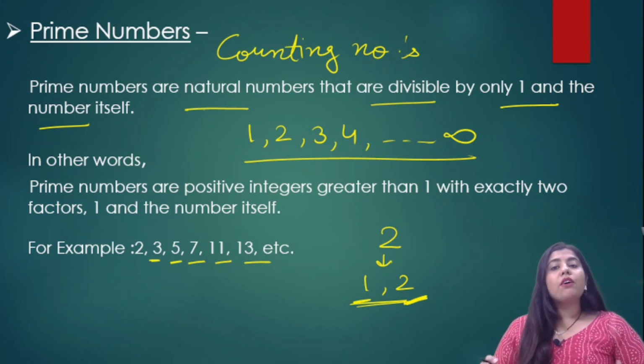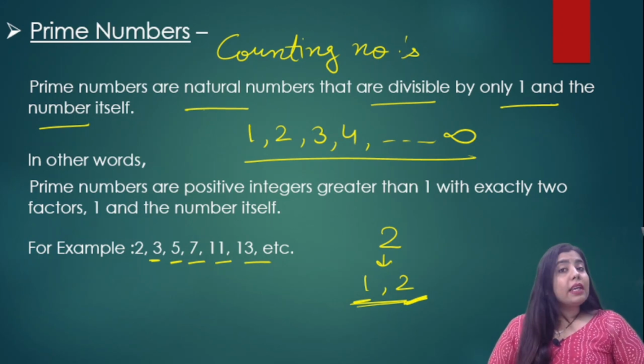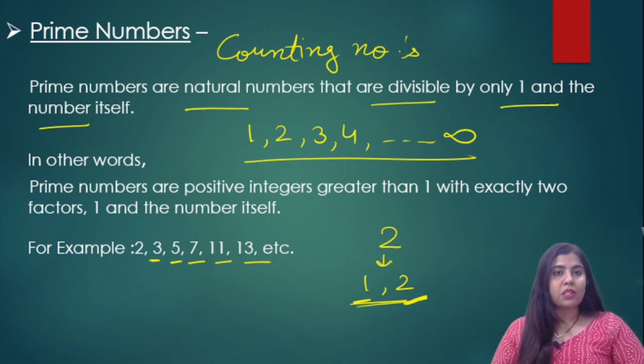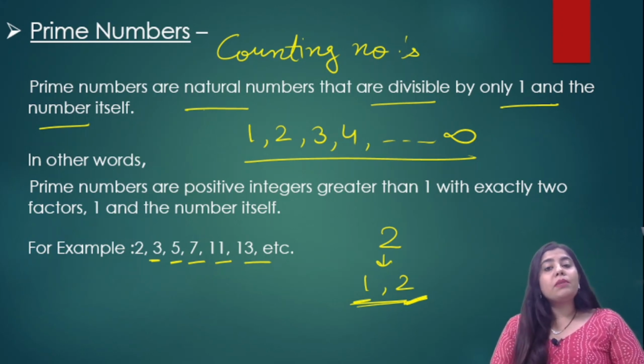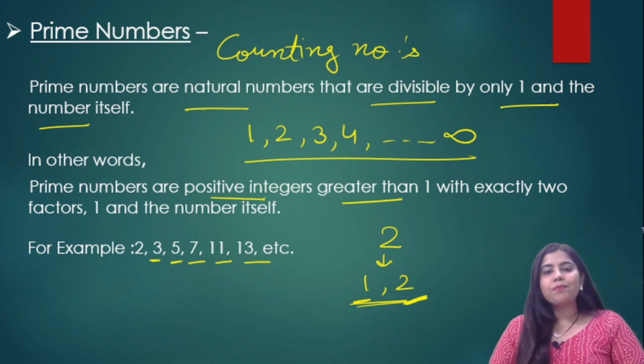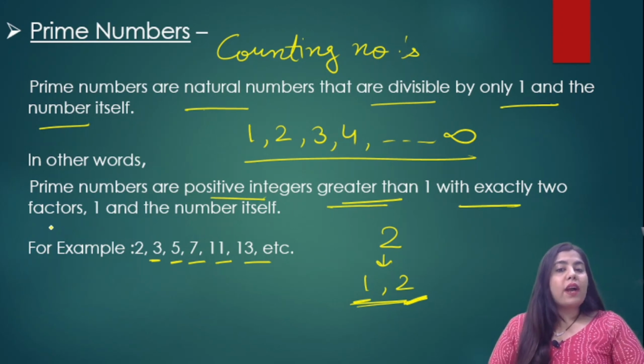Means those numbers which have only two factors, 1 and the number itself, and they must be positive integers, or we can say natural numbers. Natural numbers are also known as positive integers, or we can say that positive integers are also known as natural numbers, right? So those natural numbers which are divisible by 1 and that number itself are the prime numbers, or we can also say those positive integers greater than 1. Positive integers are greater than 0, right? Those positive integers which are greater than 1 with exactly two factors, 1 and number itself.